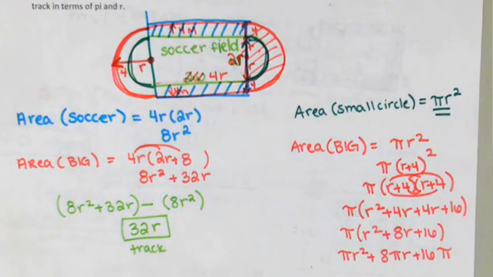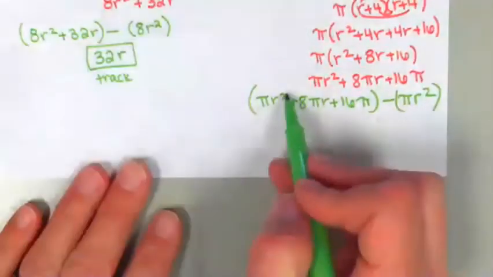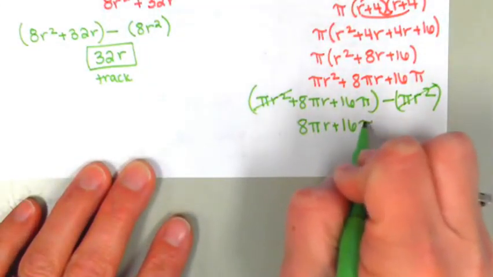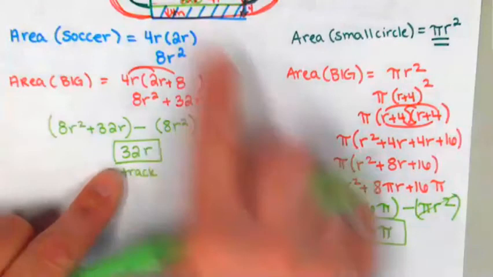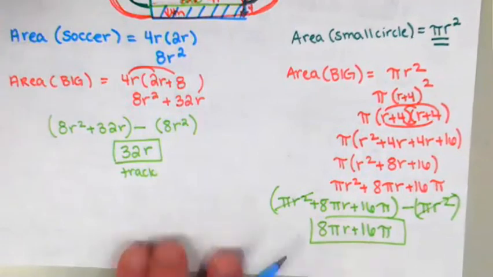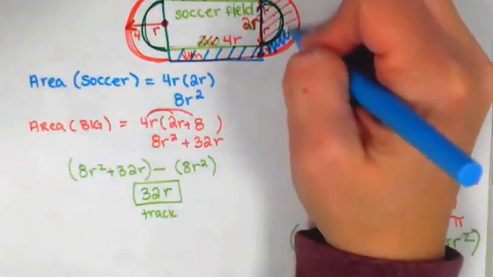I need to subtract. So I'm going to take this pi r squared plus 8 pi r plus 16 pi and subtract it from what? Pi r squared. What happens to these pi r squareds? They cancel out. So I'm left with 8 pi r plus 16 pi. So we have the area of the track is 32r over here in the rectangle. We have the 8 pi r plus 16 pi is the circles here.